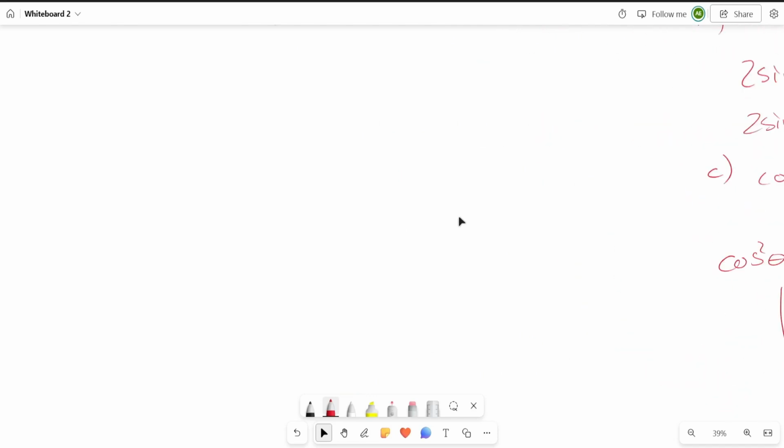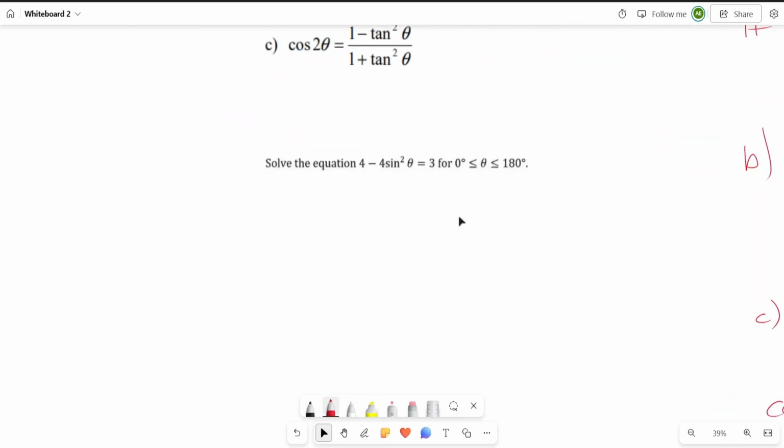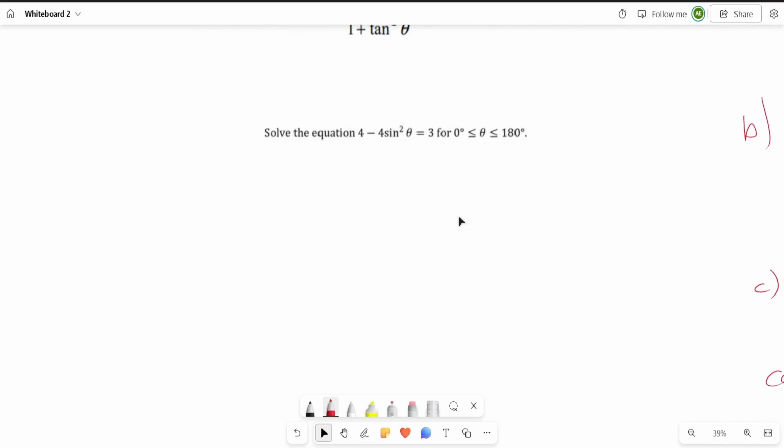Now let's take one more question, which is a different type of question. Let's try and solve this equation. Solving is basically finding the missing item. So solving for theta means that I need to find actual values of theta. Here it gave me the equation 4 minus 4 sine squared theta equals 3, and it gave me a range. My range says that theta can only be within this range. It can only be 0 to 180, including 0 and including 180.